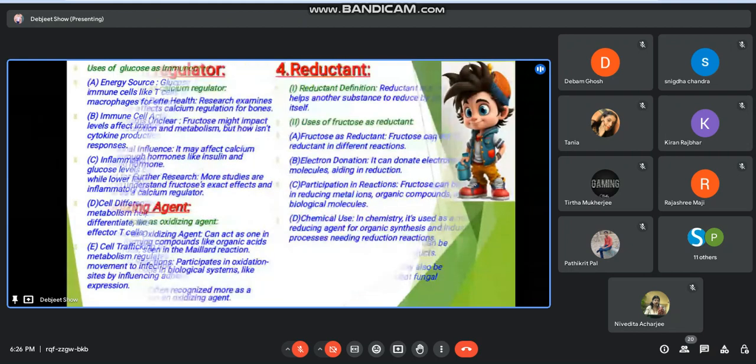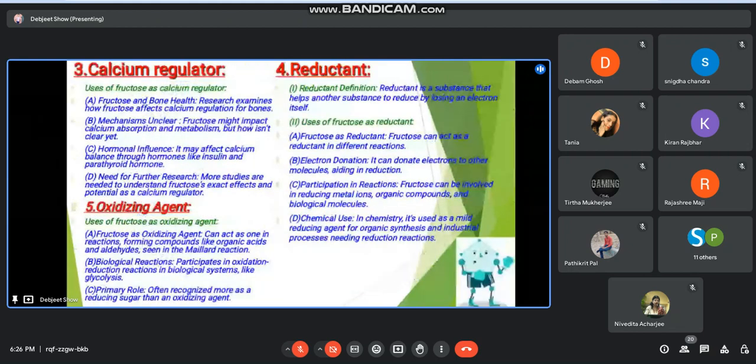Next, calcium regulator. What are the uses of fructose as calcium regulator? Fructose and bone health: research examines how fructose affects calcium regulation for bones. Mechanisms unclear: fructose might impact calcium absorption and metabolism, but how is not clear yet. Hormonal influence: it may affect calcium balance through hormones like insulin and parathyroid hormone.